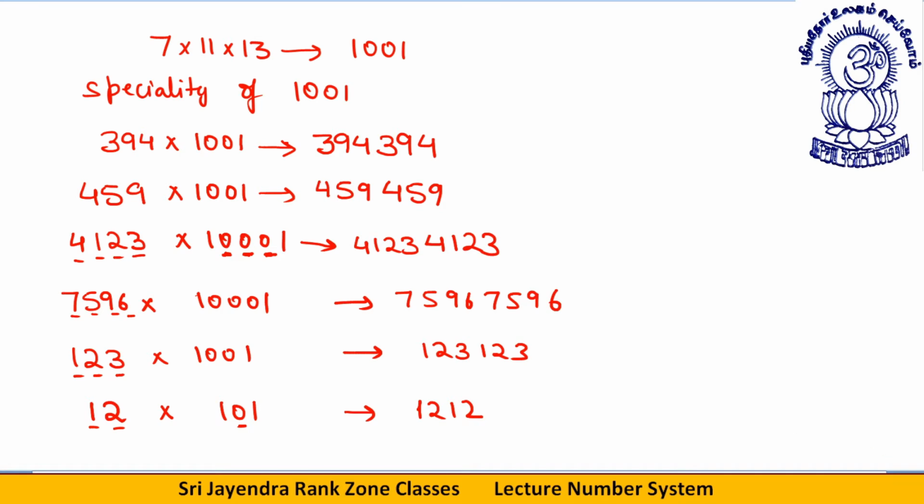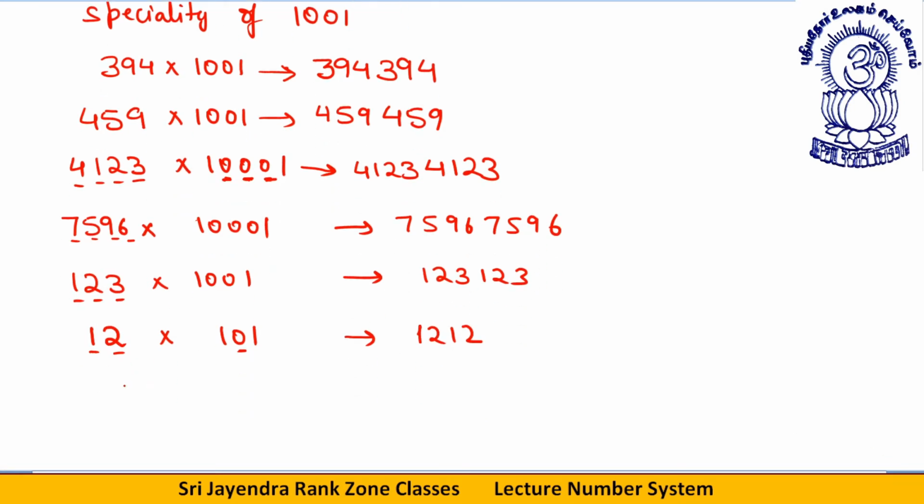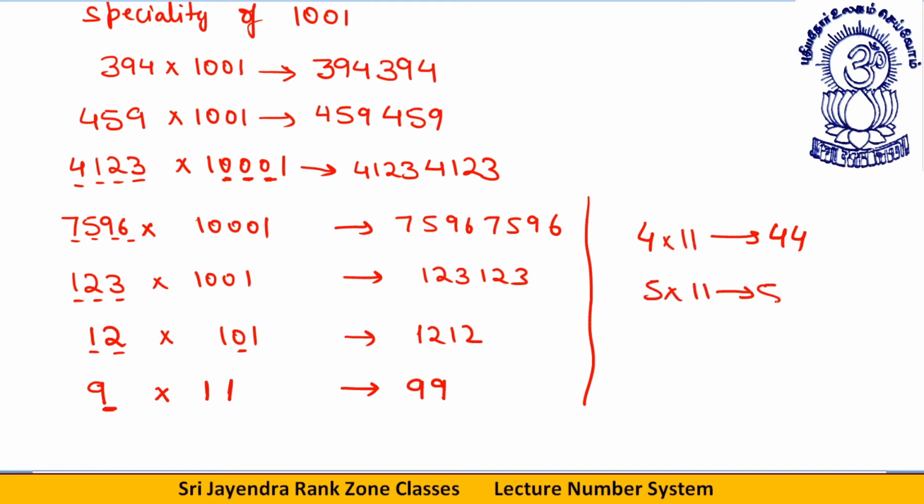Now one more beautiful thing. See students, you already know 9. In order to get a 99, here there is only one digit, so the number of zeros should be one less than the number of digits. I repeat, the number of zeros should be one less than the number of digits. That means there should be no zero in such a case. This is the thing which you have been doing from your childhood. 4 into 11 will give you 44. 5 into 11 will give you 55.